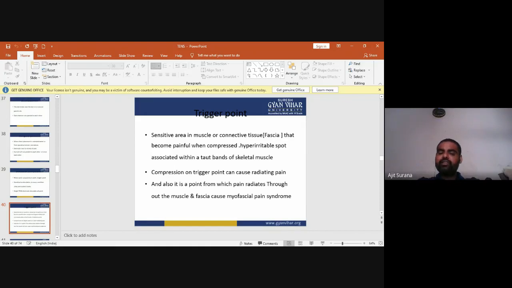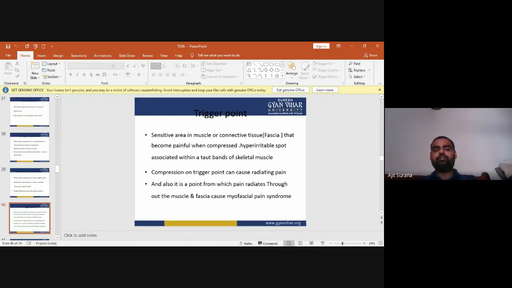A trigger point is a hyper irritable spot associated with a taut band of the skeletal muscles. Compression on the trigger point can cause radiating pain. It is also a point from which pain radiates throughout the muscle and fascia, causing myofascial pain syndrome.